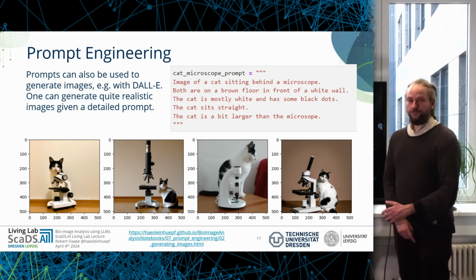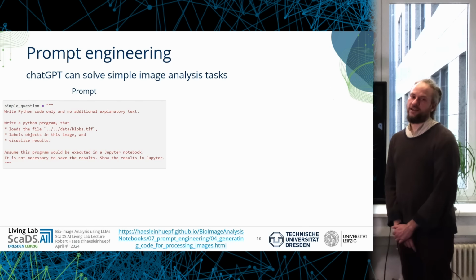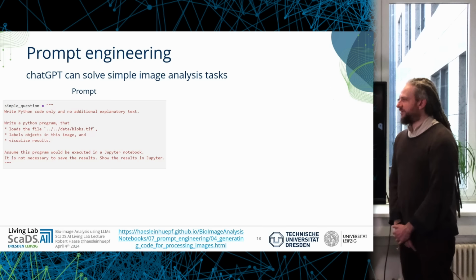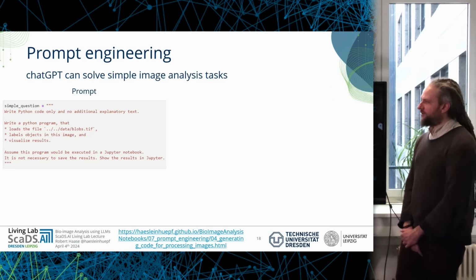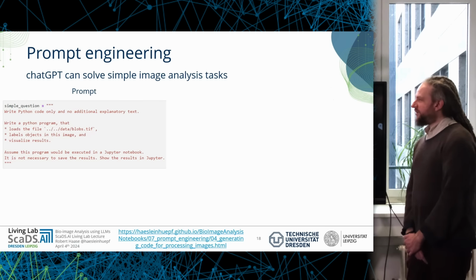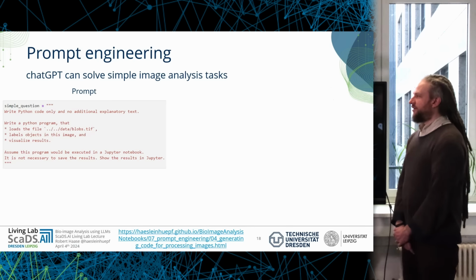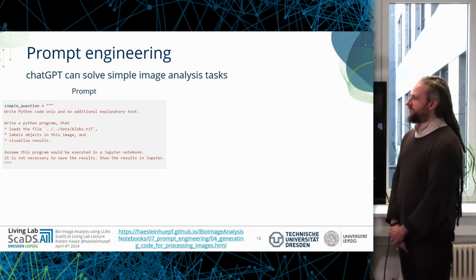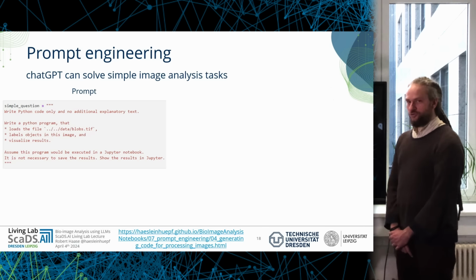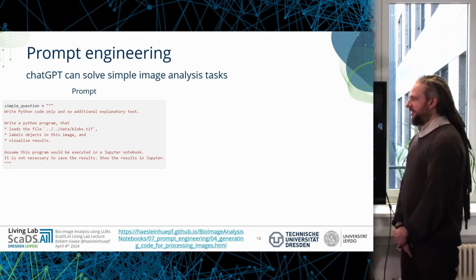So here also again, you have to engineer your prompt a little bit to get more precisely what you want to get out of it. You can also ask ChatGPT to do simple image analysis tasks. We have seen it at the very beginning. In this case, I asked the model, please write Python code and no additional explanatory text. Write a Python program that loads the file blobs.tif, label the objects in this image, and visualize the results.